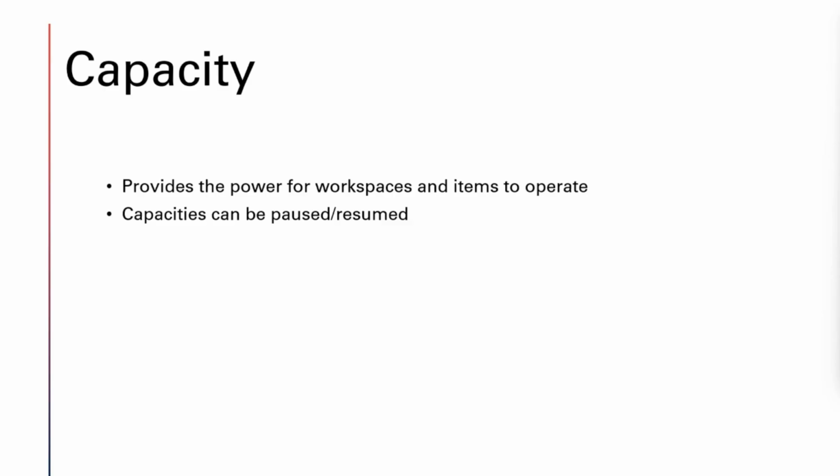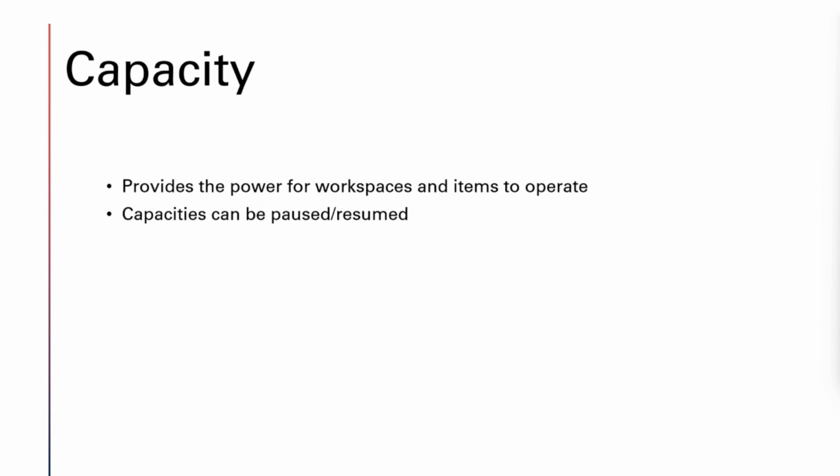A capacity is a fundamental aspect of Microsoft Fabric's pricing. Capacities enable workspaces and items to operate effectively, with different levels available to allocate varying amounts of compute and memory resources. An instance of Microsoft Fabric, known as a tenant, can have multiple capacities assigned to it. These capacities can be paused to avoid costs or resumed to allow various items in Fabric to operate as needed.